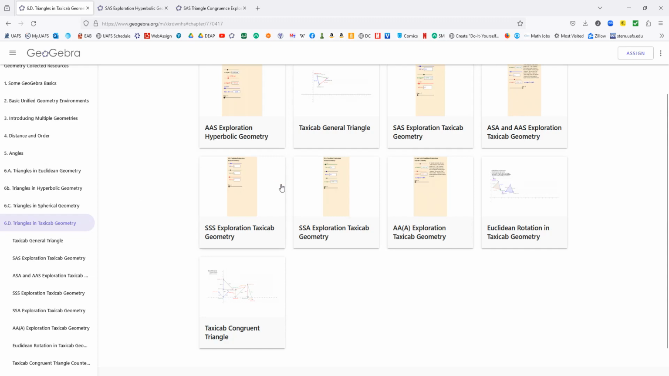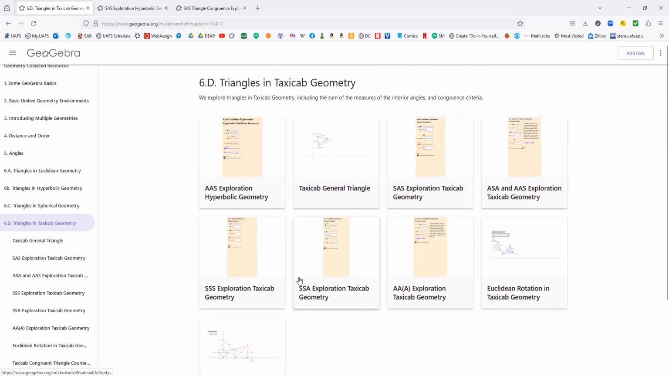So these are things that you can look at, and what I've encouraged you to do is actually open each of these. Take some time to explore with them and see if you can determine which of these conditions is enough to make the triangles congruent in each of these geometries and which ones are not sufficient. And I'll give you hints, some of them are and some of them aren't. Okay, so look at that and see if you can do that.